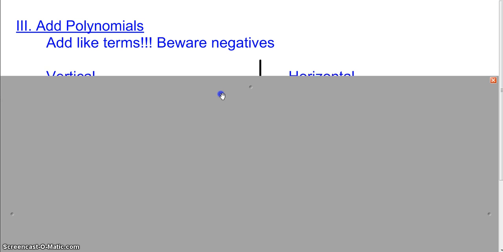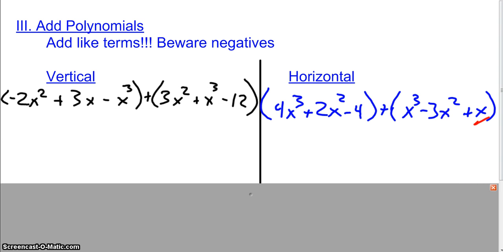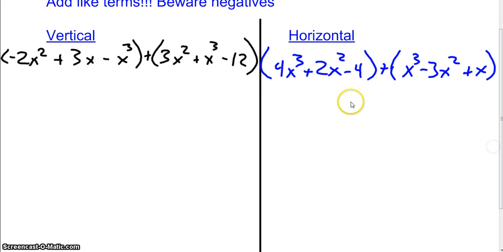So I'm backing up just a tiny bit. We're going to add polynomials, as you saw. We have 2 methods. Be sure to beware of negatives, okay? So we're going to run through these each using the 2 methods.